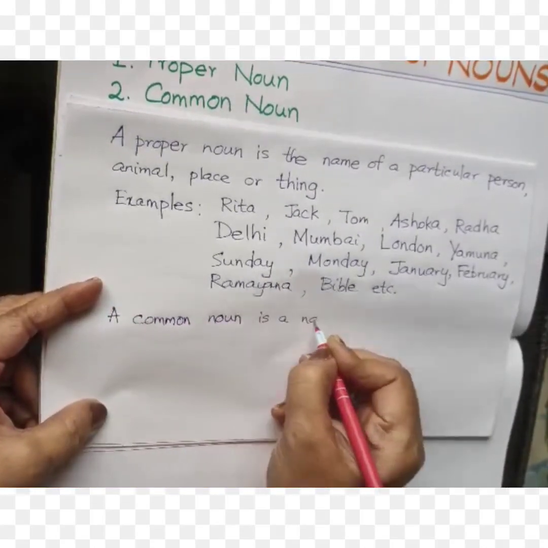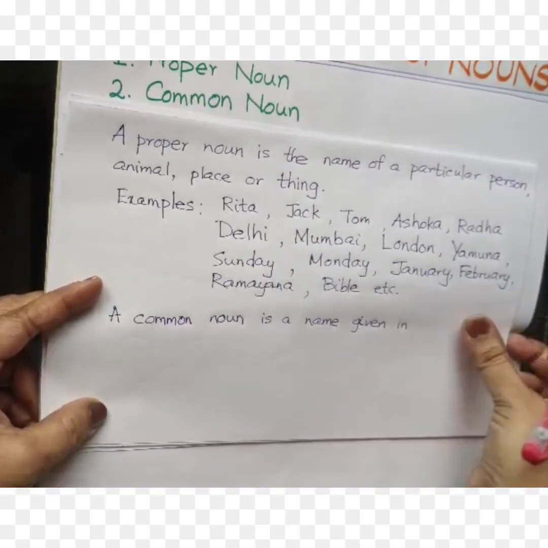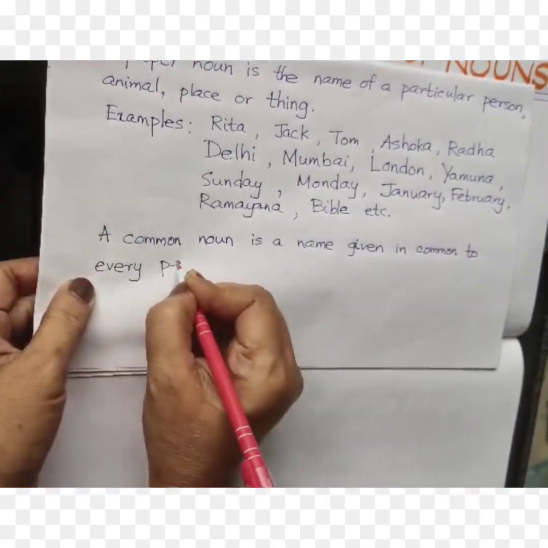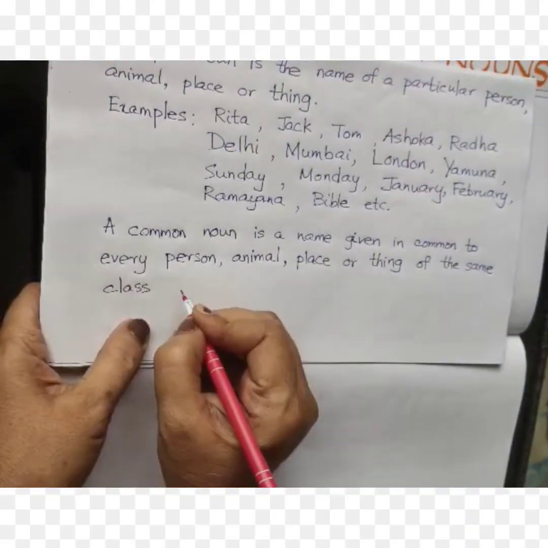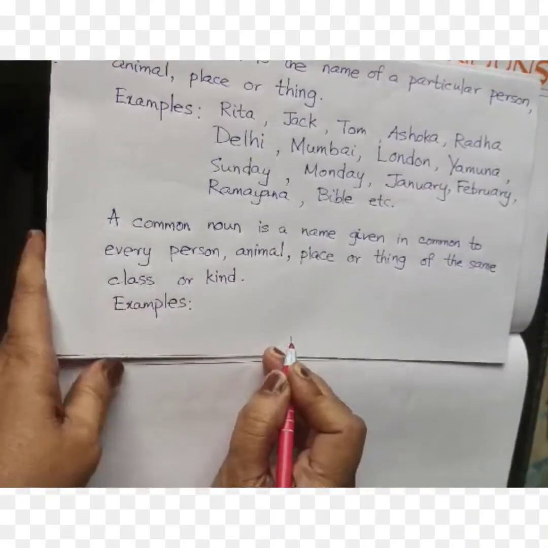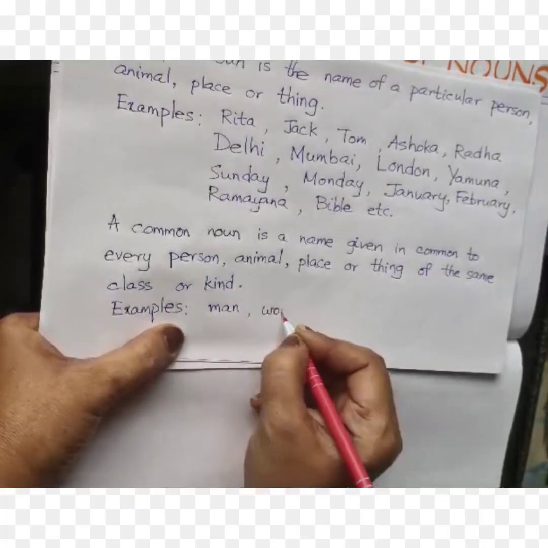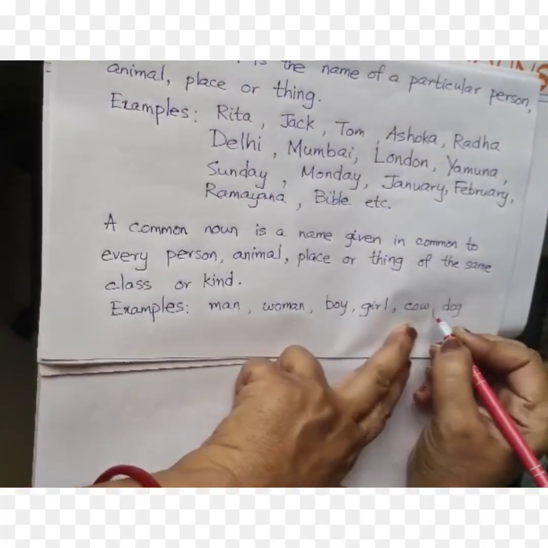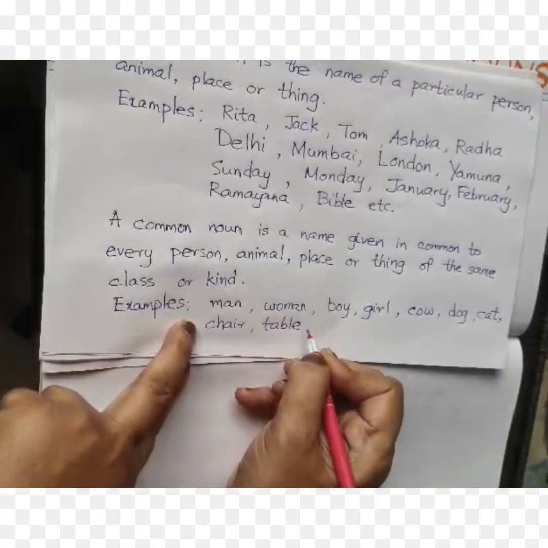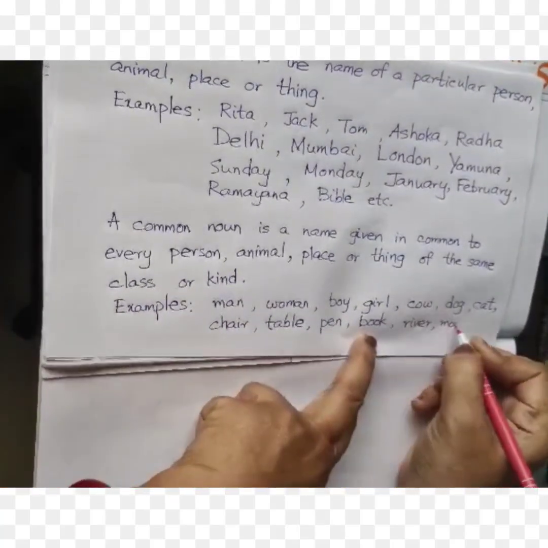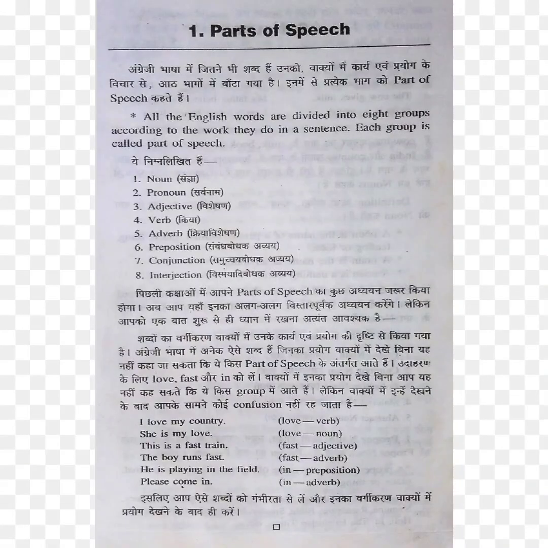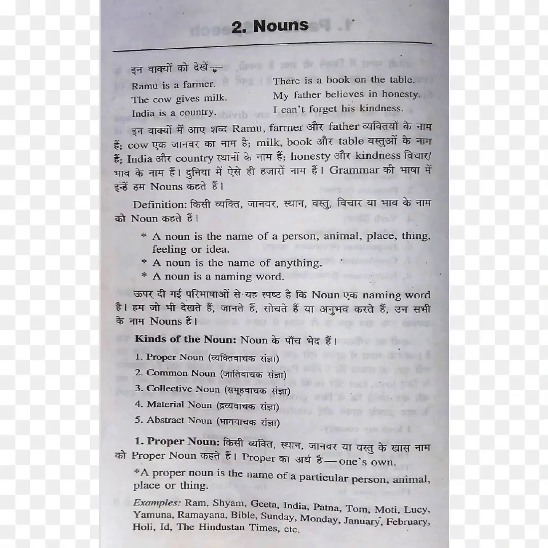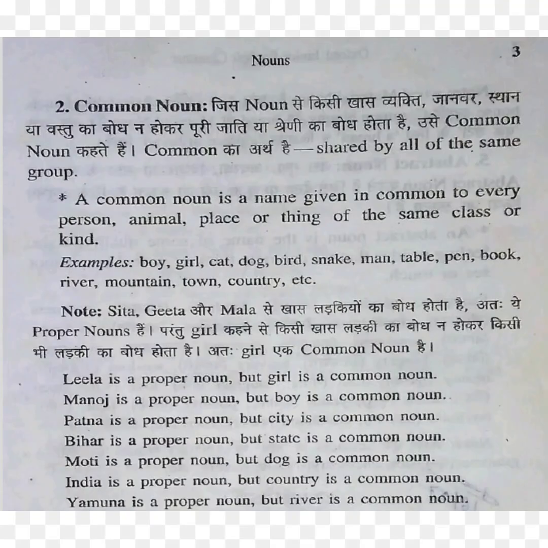A common noun is a name given in common to every person, animal, place or thing of the same class or kind. Examples will be man, woman, boy, girl, cow, dog, cat, chair, table, pen, book, river, mountain, town, country, etc. So, Leela or Rita or whatever is a proper noun, but girl is a common noun.